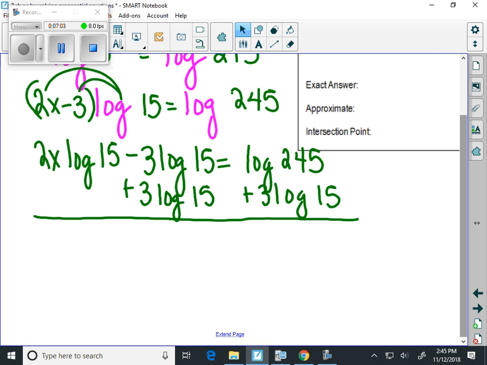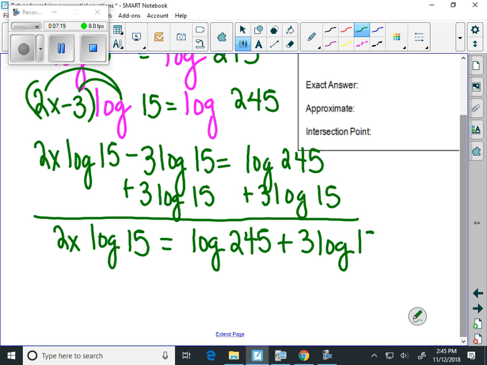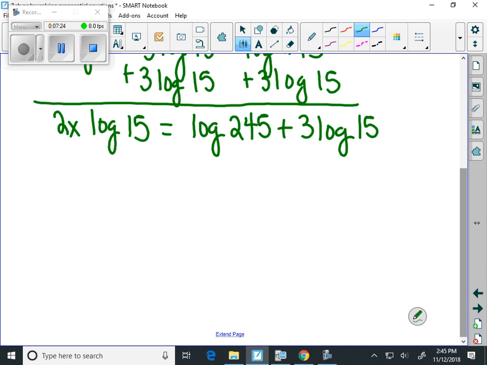And what happens now is that we have 2x log 15 over here on the left side, and we have log 245 plus 3 log 15. And again, what we want to do is solve for x. Well, if you think about this, what this means over there on the left side is 2 times x times log of 15.